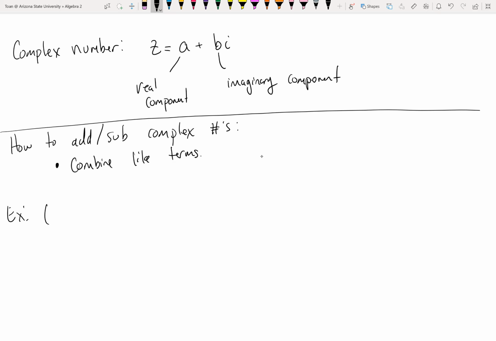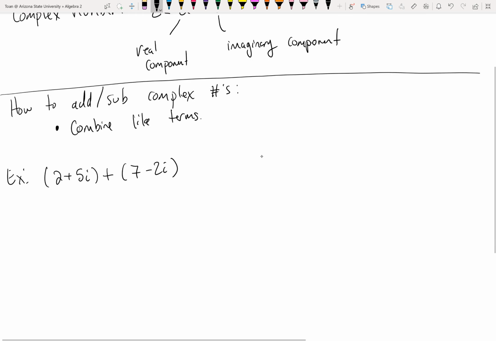For example, if I asked you to do 2 plus 5i plus 7 minus 2i, you just combine like terms. Here's the real part, and here are the imaginary terms. So you go ahead and combine them. What's the yellows? 2 plus 7, that's 9. What's the pink? 5i plus negative 2i, that's 3i. Easy peasy.